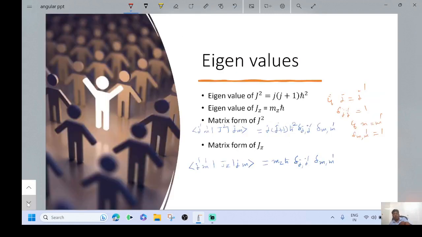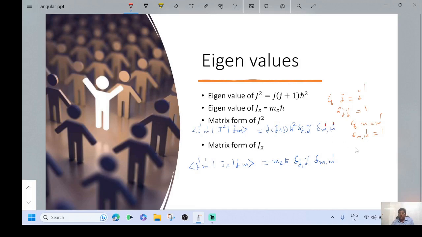Eigenvalues of J squared is j into j plus 1 h cross squared. Eigenvalue of Jz is m into h cross. The matrix form of J squared is <j' m'| J squared |j m> equals j into j plus 1 h cross squared, delta j j', delta m m'. Here m' equals m.